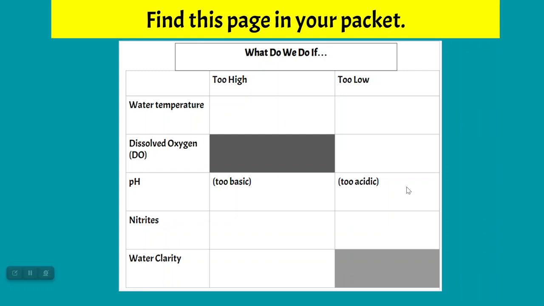If our nitrites are too high, we're going to try to add in some of our good bacteria, or maybe take some fish out so that we have less animal waste. We're not worried about nitrites being too low, so we're not going to do anything about that. And if our water is too murky, if that number for the water clarity is too high, we can take out some of the water and replace it with cleaner, clearer water that has less sediment in it.